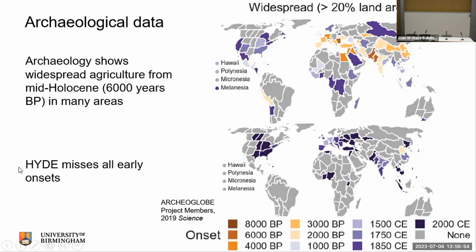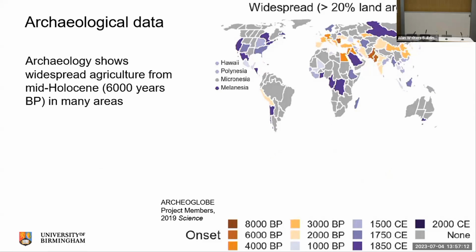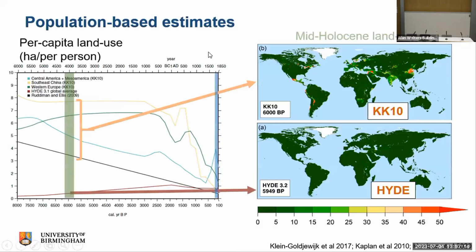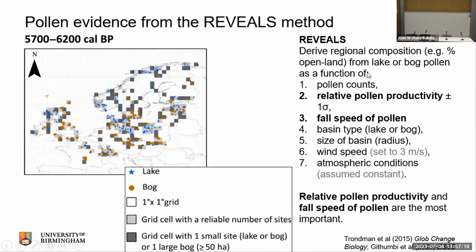And that HYDE reconstruction just basically misses all of that. You can see the onsets are all dark blue, so they're late in the last millennium, whereas the archaeological data is pointing to a much earlier expansion of the human footprint. So this suggests that, on the previous slide, maybe we should be looking at the more intense scenario as being more realistic.